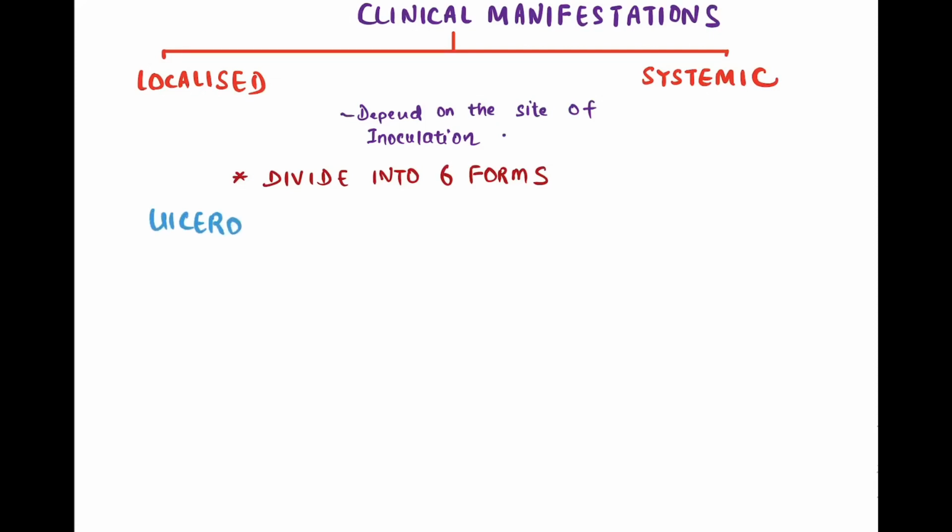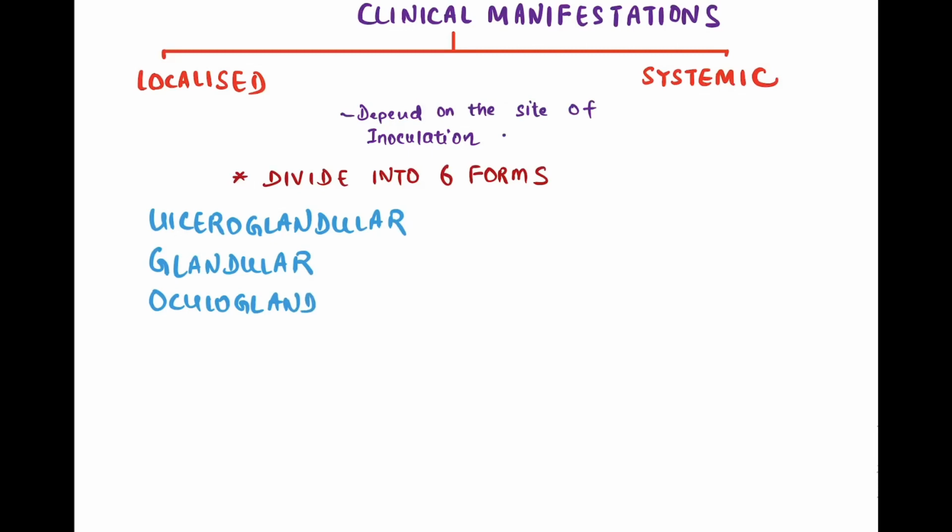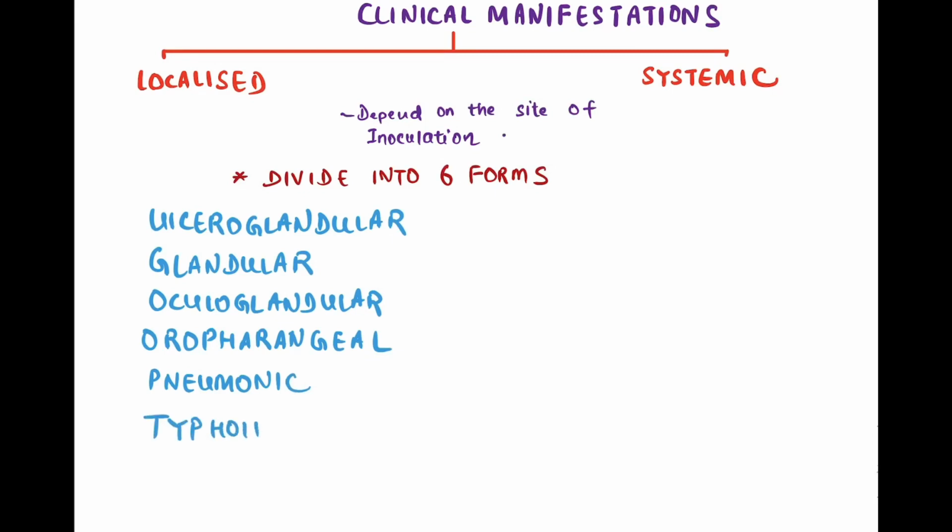These are the ulceroglandular form. The next one is the glandular form. The third one is the oculoglandular form. The fourth one is the oropharyngeal form. And the fifth and sixth are interesting. The fifth one is the pneumonic form, and the sixth one is rare. This is known as the typhoidal form.